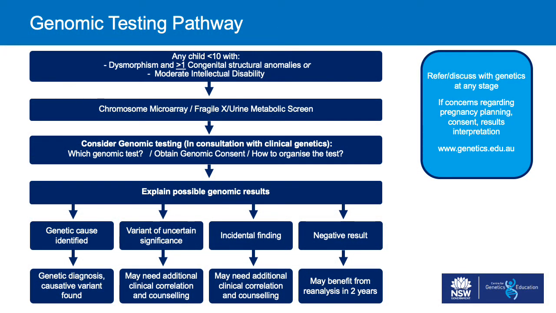This genomic testing pathway brings together the various steps involved in genomic testing: recognizing when genomic testing would be suitable for a patient, obtaining a genomic consent and ordering genomic testing on a patient, explaining a genomic test result, and knowing when to contact genetic services for assistance. It is important to remember that when you are considering genomic testing, under the Medicare item rebate, consultation with your local clinical genetic services is mandatory.